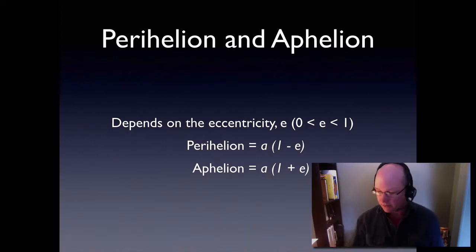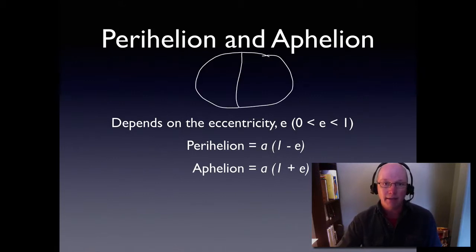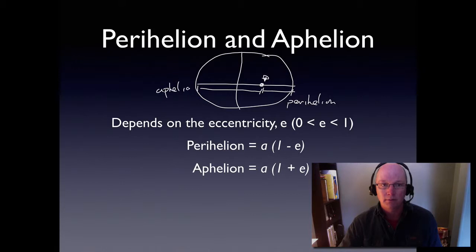But what I do want you to recognize is that if I look at an ellipse, so here's my ellipse, and I have the minor axis and the major axis, and I have the star at one focus. Here's the star. This distance is called the perihelion, and this distance is called the aphelion. Right, this longer distance here.